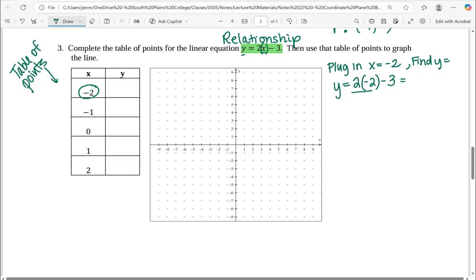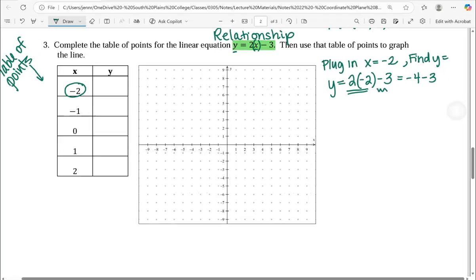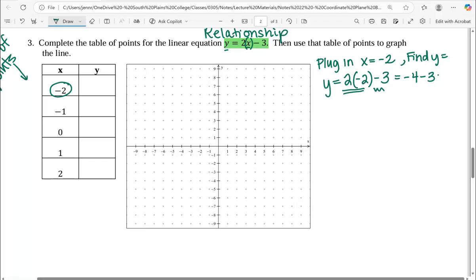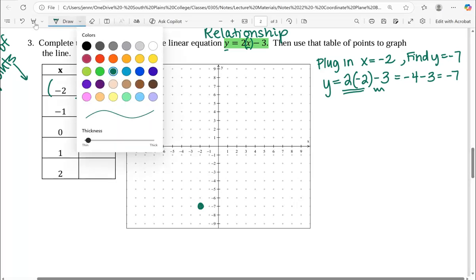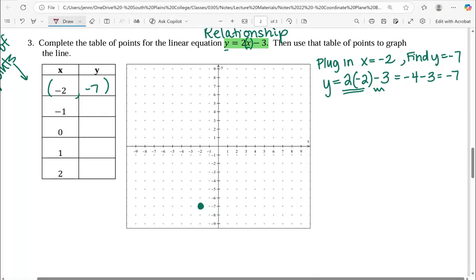Order of operation says I always multiply first. 2 times -2 is -4. And I have a -3 tagging along. When I subtract, -4 minus 3 is -7, which gave me the y value. So now together, -2 and -7 create one ordered pair on the graph. 2 to the left, 7 down gives me my first point. And then we literally just rinse and repeat.